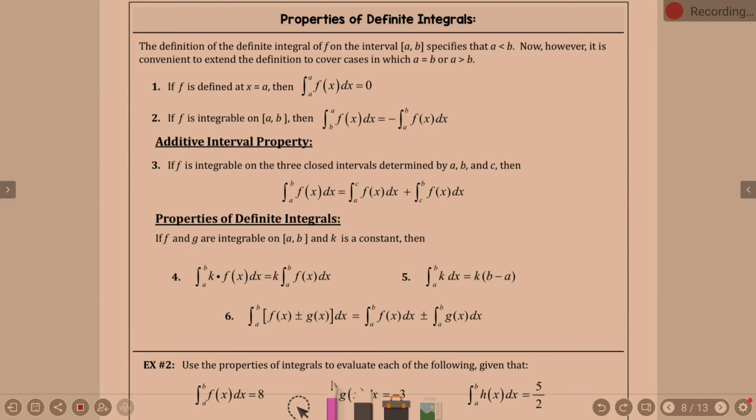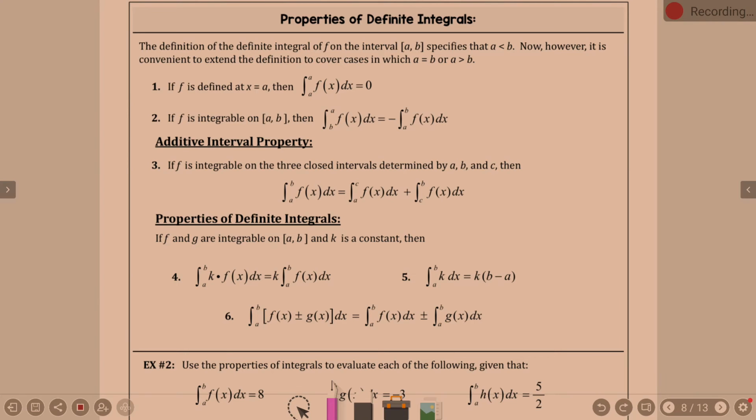So you've got this one, right? If f is defined at a, then the integral from a to a equals 0. When your lower and upper bounds are the same, it's 0. Been there, done that. Number 2, if f is integrable, the integral from b to a, that awkward thing of the bigger one on bottom, is equivalent to the negative of the integral from a to b. So anytime you need to flip the integral for some reason, it's multiplied by a negative. Okay?